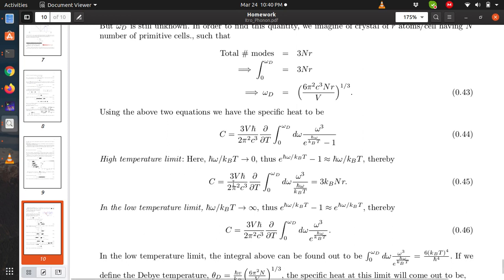Now in the high temperature limit, the quantity h omega divided by kBT should tend to 0. That is because T would be very high, you can say it's infinity, so that this term you can take to be 0.